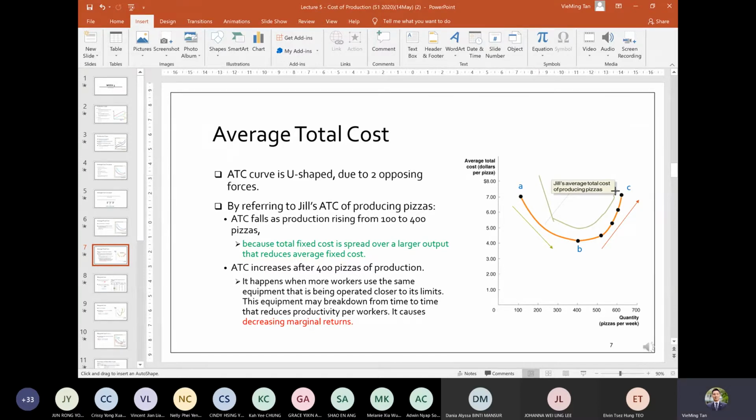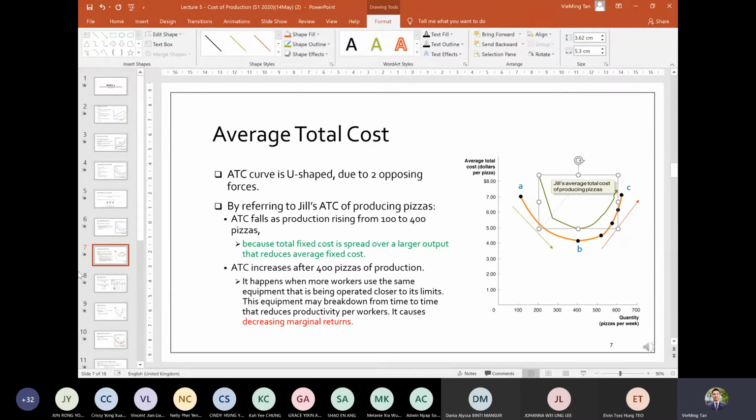Okay. So can you repeat again? I don't understand. Okay. You mean for the average variable cost and average total cost, right? Yeah. Okay, I try to repeat. Let me try to draw this again. I try to use another slide.